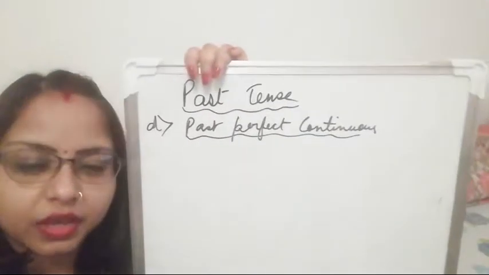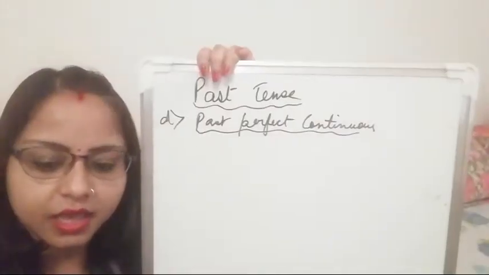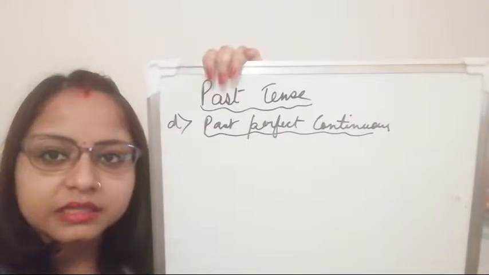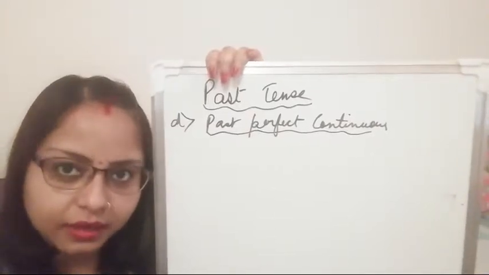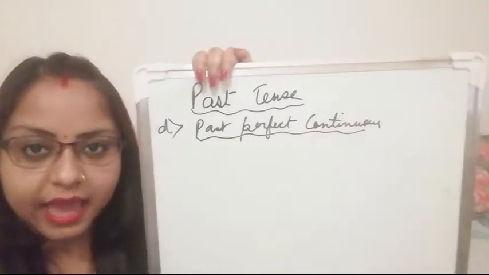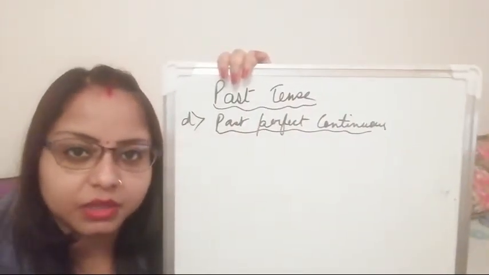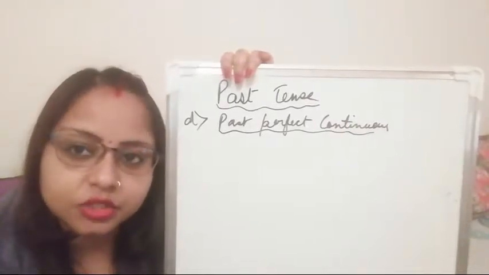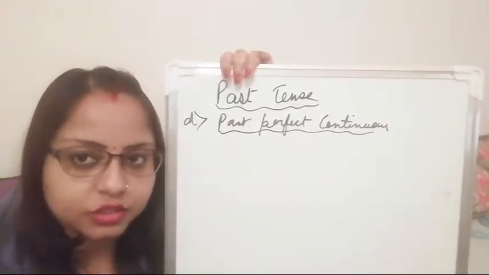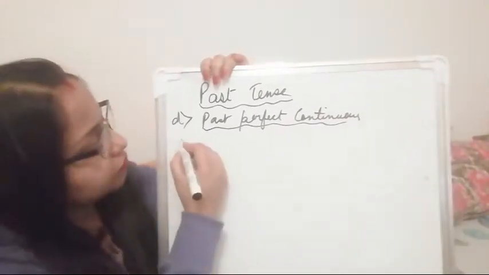What is past perfect continuous? Now, past perfect continuous is very rarely used nowadays. It is a tense which is not very much used, but still we can have a fair idea about it. Past perfect continuous is an action which had taken place for a certain span of time in the past and then it stopped. Means it continued for a certain span of time and then it stopped. How? Let's substantiate with an example.